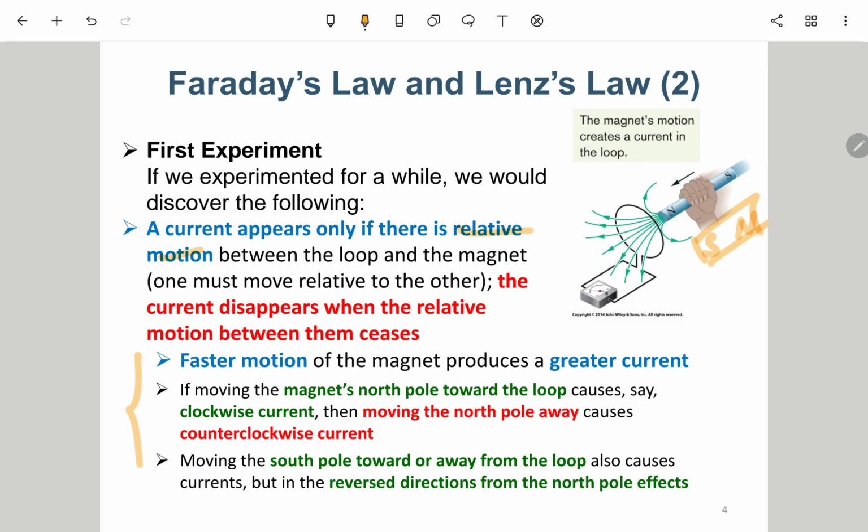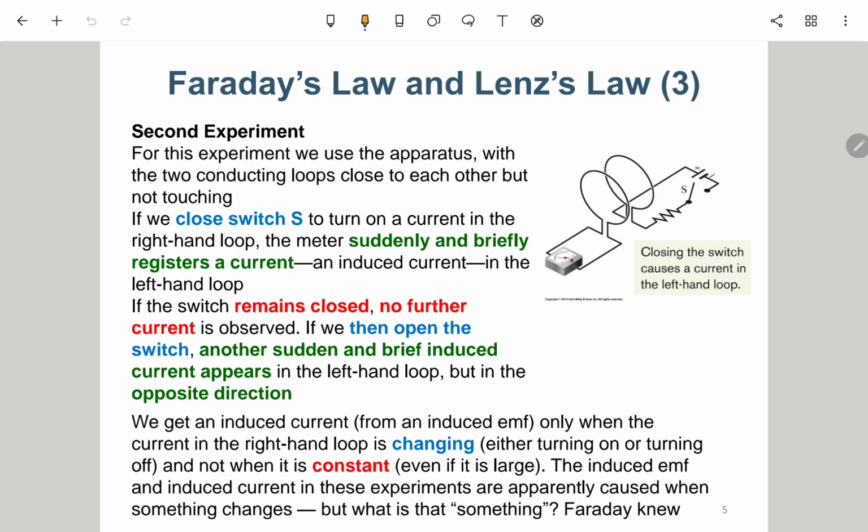Okay, so this is some more observation. Here we have another experiment set up. Second experiment. For this experiment, we use the apparatus, 装置, with two conducting loops close to each other but not touching. 上一个的话这个是一个 magnet bar，那现在的话我们把它转换成这个，这个是一个线圈啊。This is a loop, and then this is a switch. This is a resistor. This is a battery.